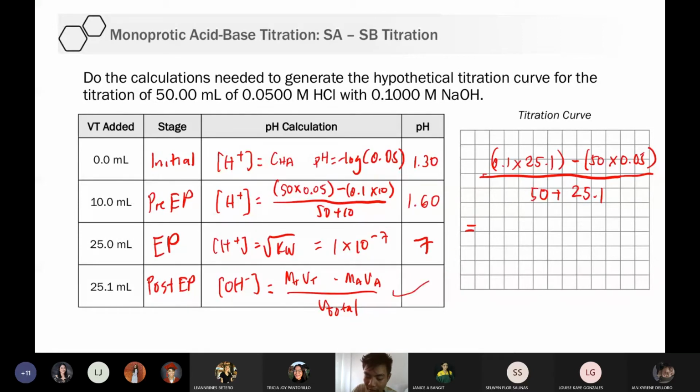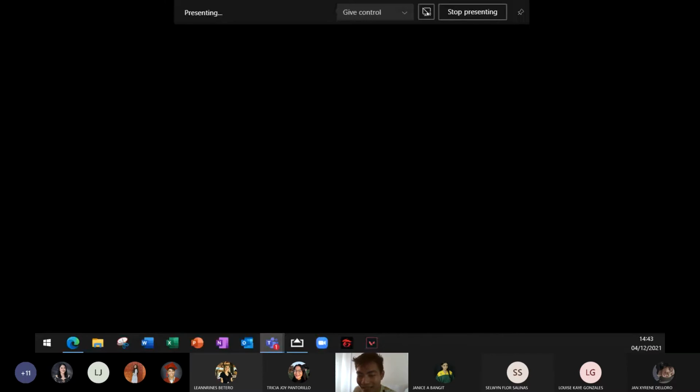Ito yan ha. Ayan. Wala na kasi space eh. Ayan. Sir, type ko lang po, putol.